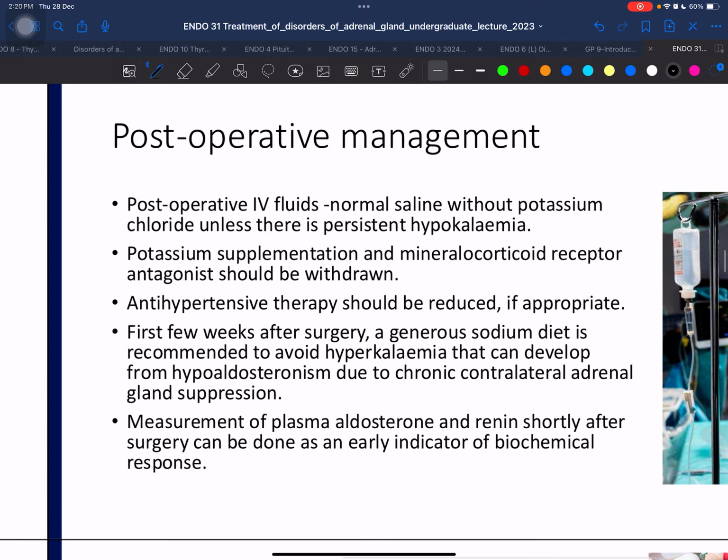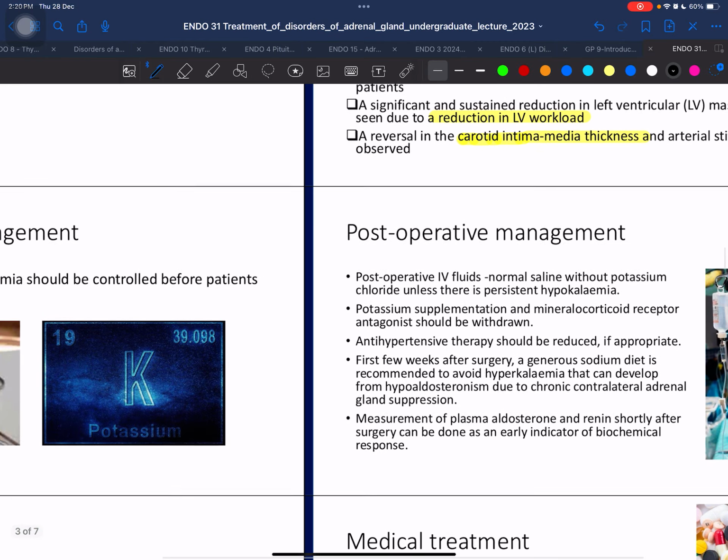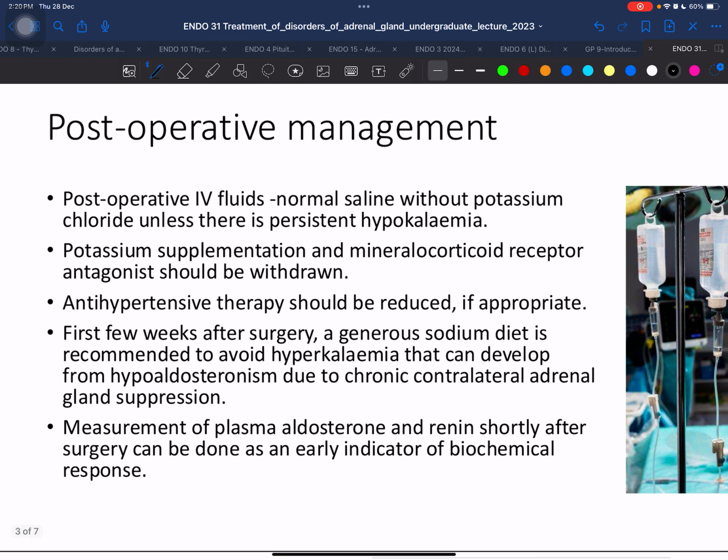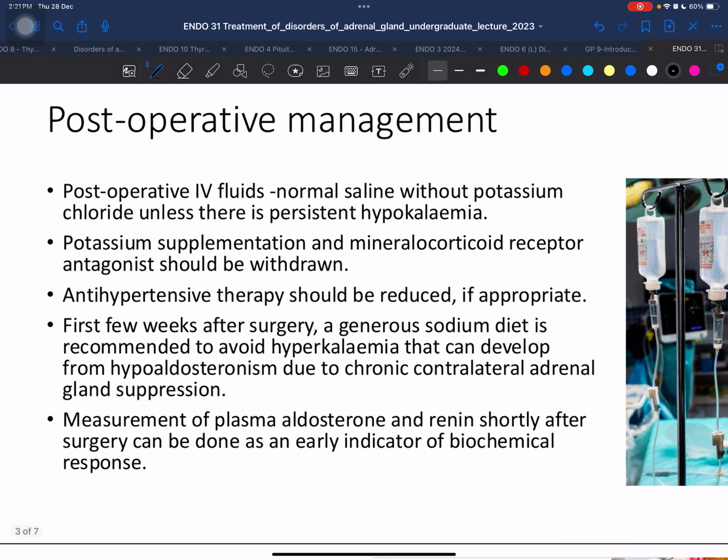Before surgery, you control the potassium, not just the potassium but the electrolytes, sodium, whatever is abnormal. You also control the patient's hypertension. Then the patient goes in for surgery. Post-surgery, how do you manage the patient?